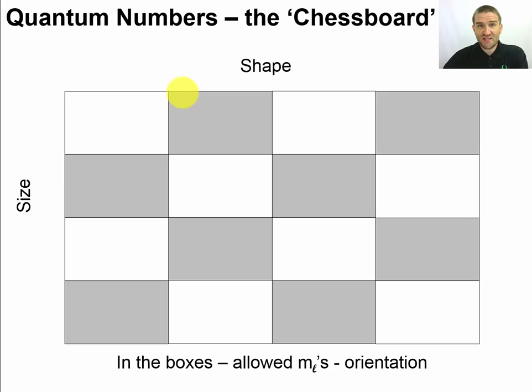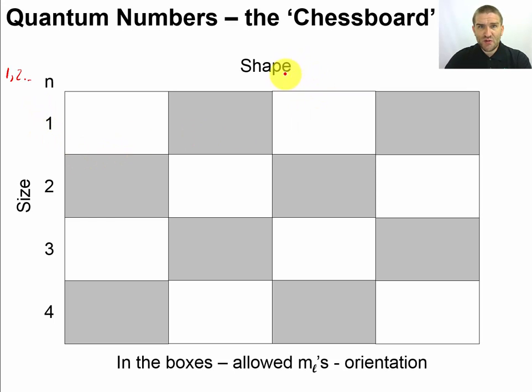This is one of the techniques that I use to help explain that, and I like to call it the chessboard. Now, if you look over here, on this side we're going to have the size of the atom. And this is going to be given by our principal quantum number, n. Remember that n, we said, is allowed to go from 1 all the way out to infinity. So I'll just leave it as the ellipsis right there.